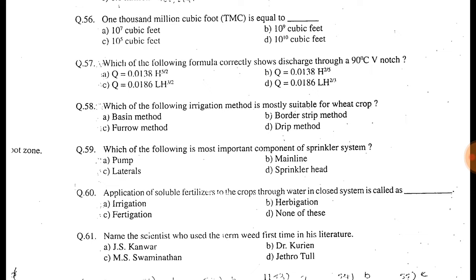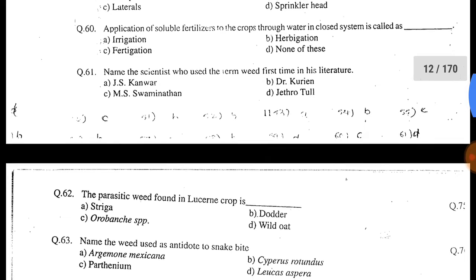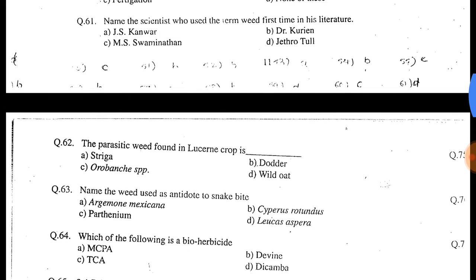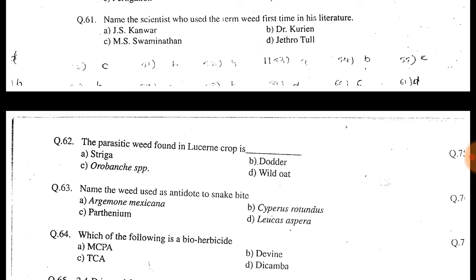A, Q is equal to 0.0138 H raised to the power 5/2. Question number 58. Which of the following irrigation method is mostly suitable for wheat crop? Border strip method. Question number 59. Which of the following is most important component of sprinkler irrigation? Sprinkler head. Question number 60. Application of soluble fertilizer to the crops through water in closed system is called as fertigation. Question number 61. Name of the scientist who used the term weed for first time?